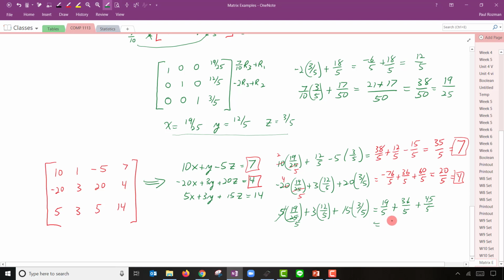No, that can't be right. 19 plus 36 plus 45 is 100. That equals 20, and that isn't 14. Oh no. Oh no. Where did we go wrong?